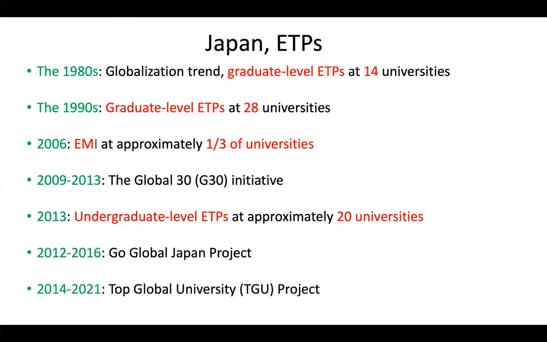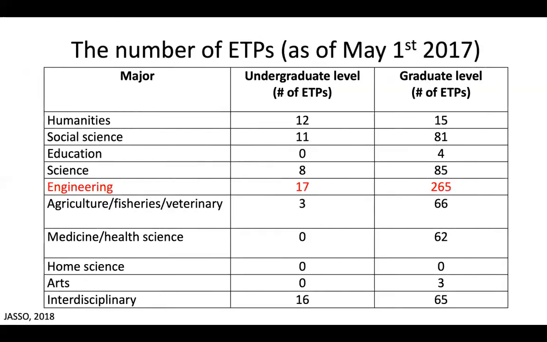And the two recent projects, Go Global Japan and TGU or Top Global University, also helped to increase the number of EMI and ETPs in Japanese higher education institutions. This table shows the number of ETPs, fully taught English degree programs, in Japanese universities at undergraduate and graduate level. As you can see, they are mostly implemented in the engineering field and mostly at the graduate level.